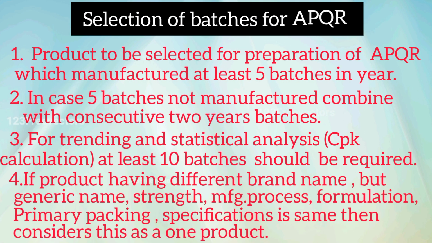Selection of batches for APQR. 1. A product to be selected for preparation of APQR should have at least 5 batches manufactured in the year. 2. In case 5 batches are not manufactured, combine with consecutive 2 years' batches. 3. For trending and statistical analysis, CPK calculation, at least 10 batches are required. 4. If a product has different brand names, but the generic name, strength, manufacturing process, formulation, primary packing and specifications are the same, then consider it as one product.